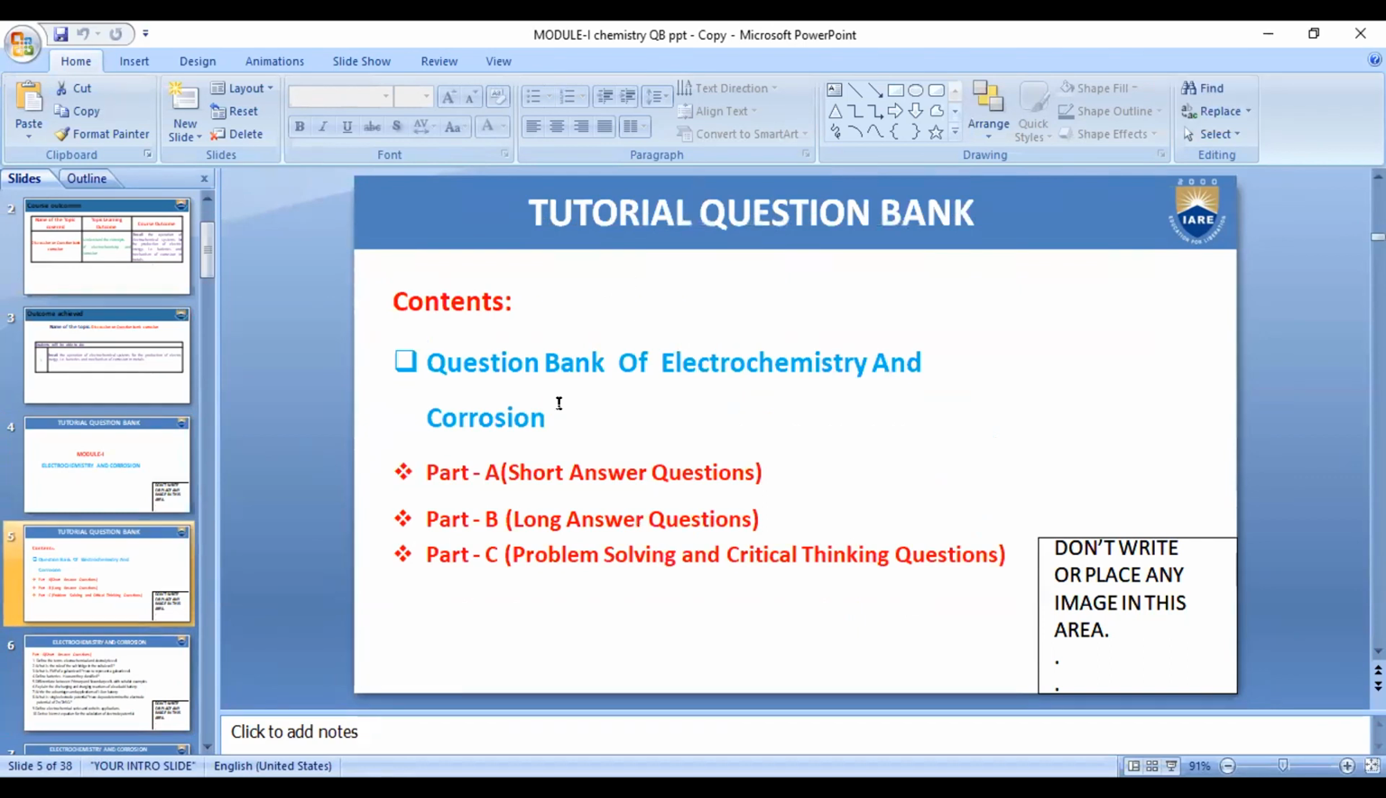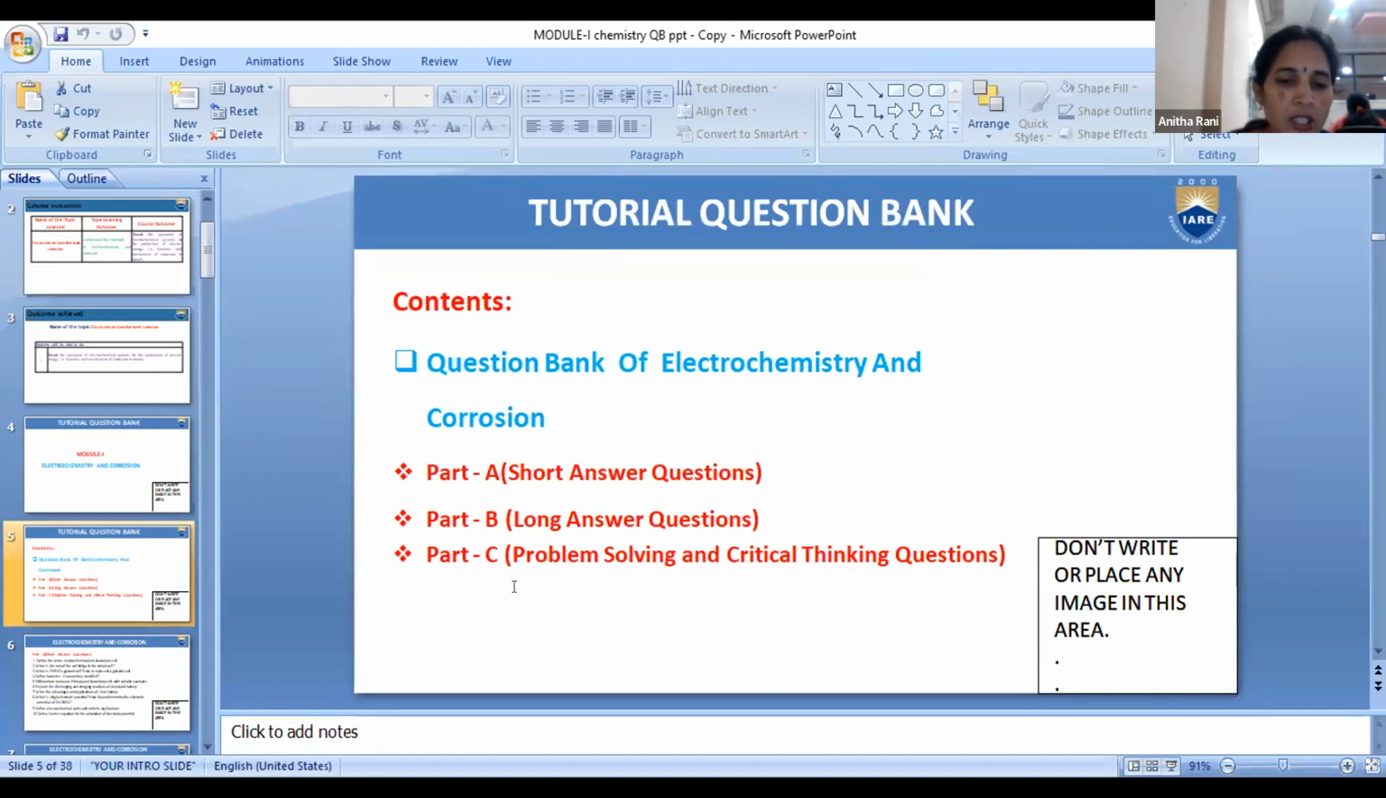So in question bank, you have to follow the question bank. First unit electrochemistry and corrosion. Second unit water technology. Third unit you have to prepare only up to polymers, biodegradable polymers. In the question bank there are 3 parts: part A short answer questions, part B long answer questions, part C problem solving and critical thinking questions. And you got the question paper pattern already in Telegram.